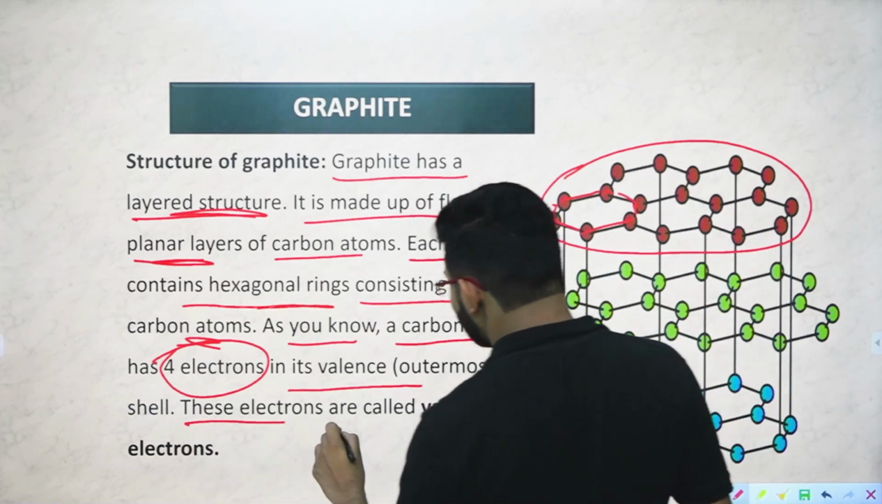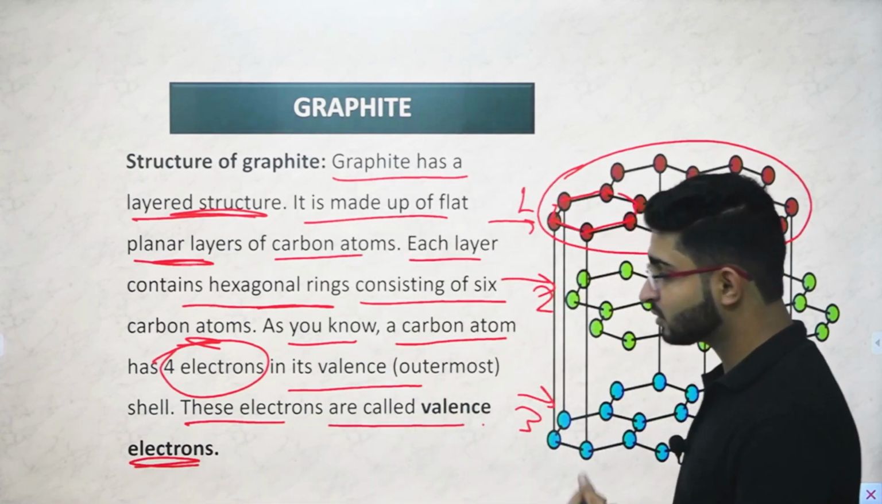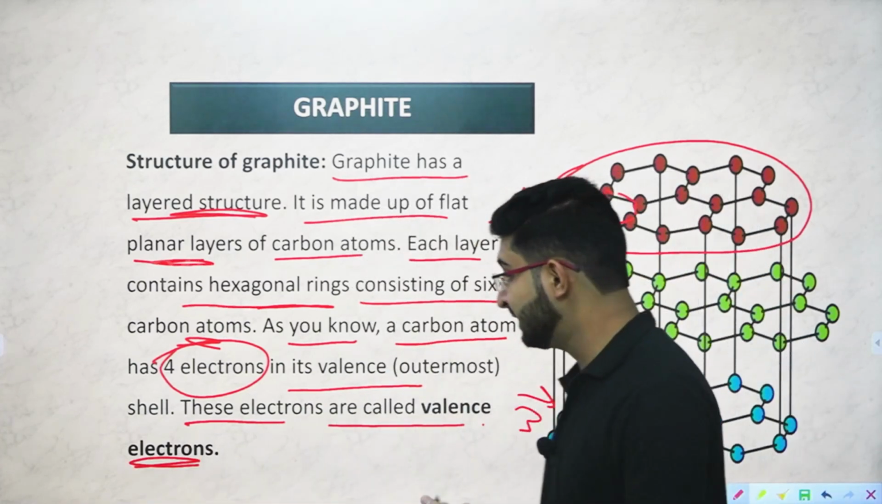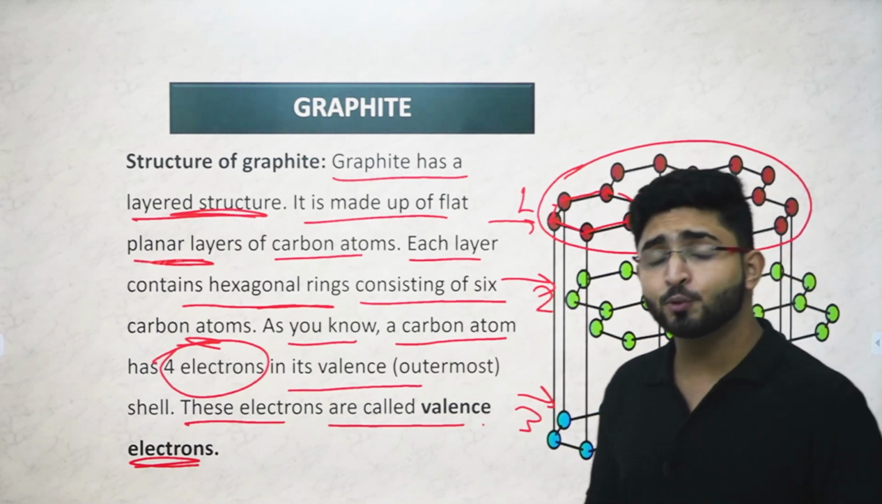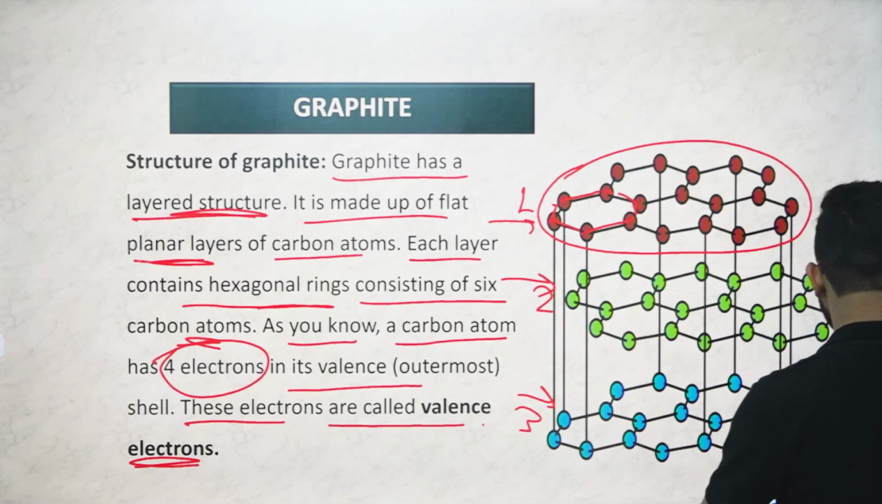Okay, these electrons are called valence electrons. So the electrons that are in the valence or the outermost shell, those are known as valence electrons. So carbon has 4 valence electrons. Okay, you can take this screenshot.